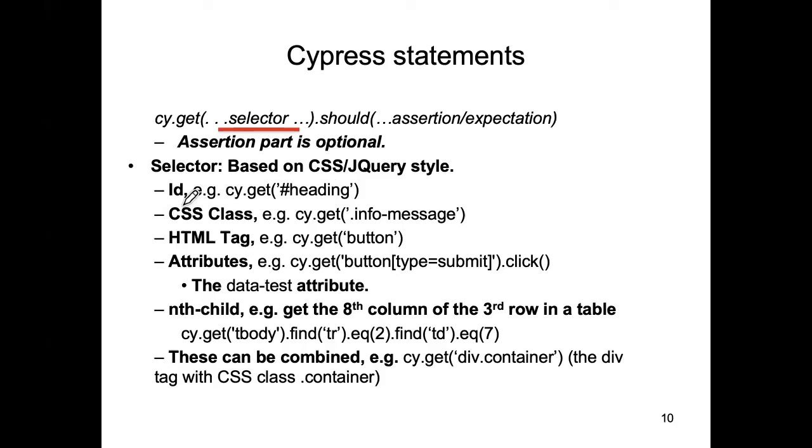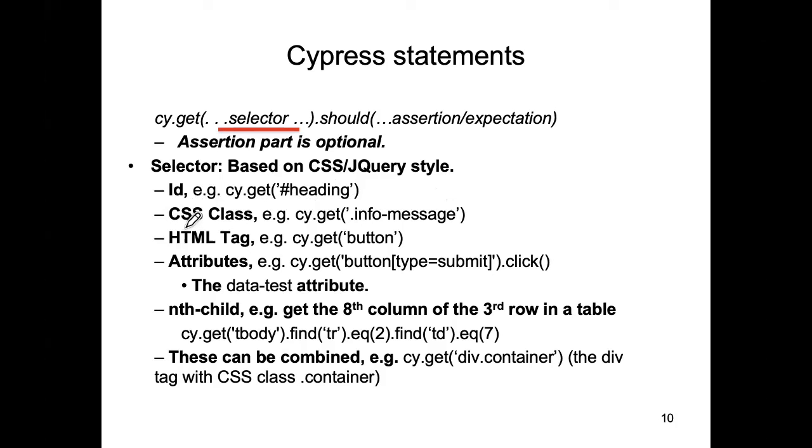Alternatively, the selector might express some CSS class name. And if it is, then you prefix the class name with a dot. So Cypress is interpreting this as: go look for the DOM element or elements that contain this CSS class, or that have this CSS class as an attribute.